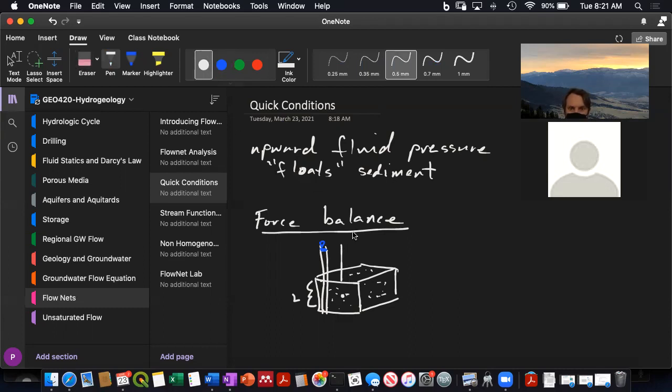Sorry, let me redraw this. So another piezometer finished such that it measures the head at the top of the cube. All right. And we've got an upward fluid pressure. That's one of the things that we have to have for quick conditions. We've got to have an upward fluid pressure gradient. All right, so the head at the top of the cube is less than the head at the bottom. And let's call this height H prime. And we're going to call the height from H prime to the top up here H. So that's this height right here is H.